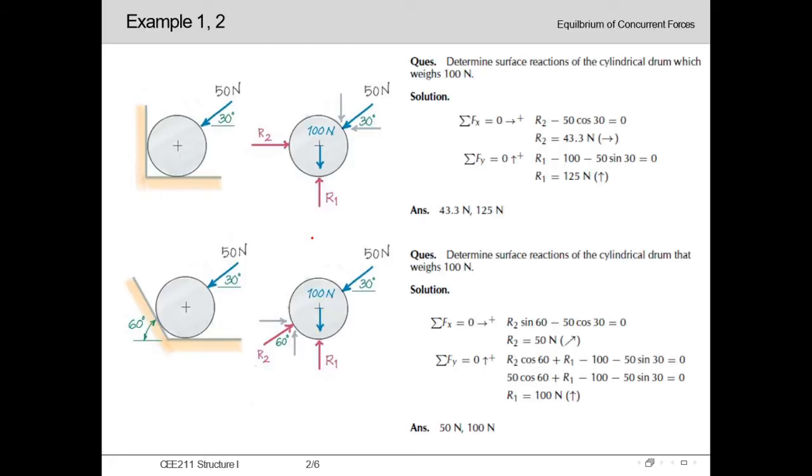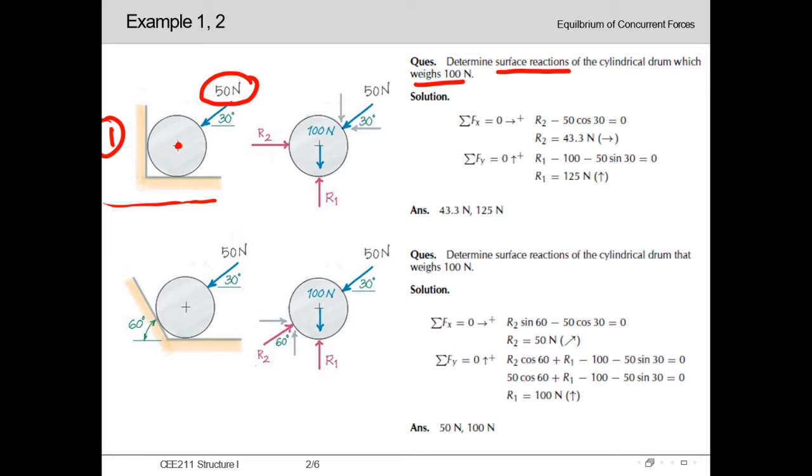In our first example, we are asked to determine the surface reactions of the cylindrical drum which weighs 100 Newton. That means the self-weight of the drum, which is example 1. Here the self-weight of the drum is 100 Newton. We can see here the drum has been placed right at the corner of a wall. So this wall is exerting a force upon this drum, which is basically nullifying the force of 50 Newton which is acting on this drum.